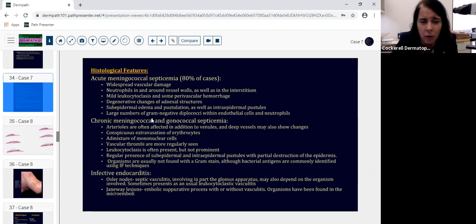There were, in other cases, large numbers of gram-negative diplococci. I couldn't see the diplococci here on the H&E, but when you look for them, look in the endothelial cells and look in the neutrophils, and that's where you'll find them.